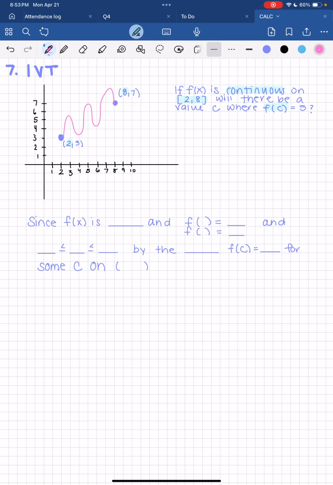So how do we write it out? So we're going to want to say, since f of x is continuous, and this is where I tell my kids, list the coordinates. So we're going to say f of 2 equals 3, and f of 8 equals 7. And then I like to say, because 5 is in between these y values, so 5 is in between 3 and 7. And every teacher's different, but you do want to say that in some sort of words. I like to write like an inequality. By the IVT, then you're going to repeat the question. F of c equals 5 for some c on the interval 2 to 8. And that is it for Unit 1.